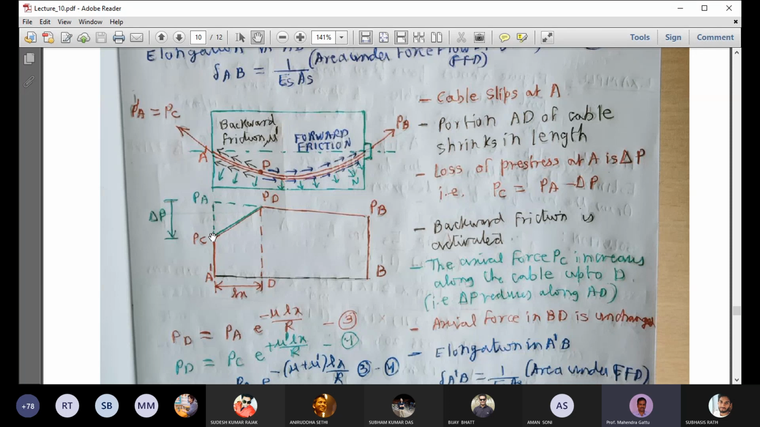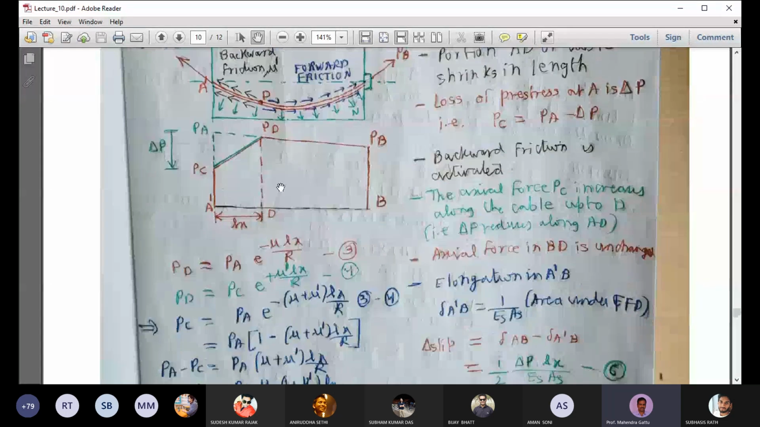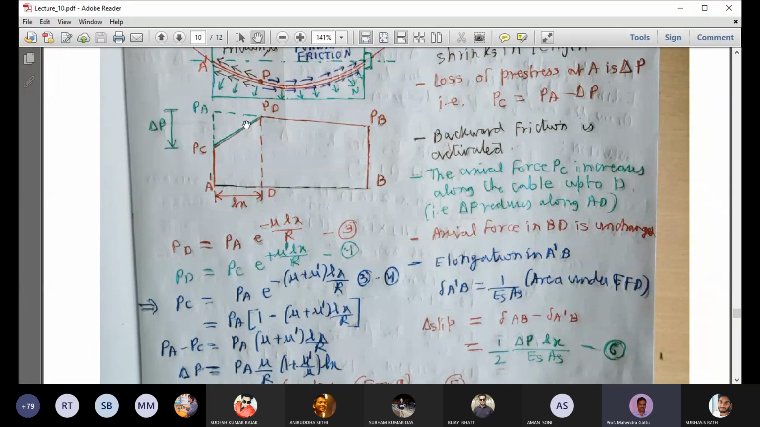There will be a drop in pre-stress, and after that, because of backward friction, there is an increase in the axial stress from PC to PD. Okay, so this is the main physics behind it, and the remaining are simple relations like belt friction relations. The only new part is that PD is PC into e power (e plus mu prime) Lx by r. I think the rest are the same.